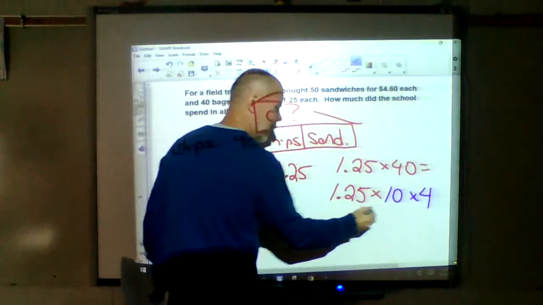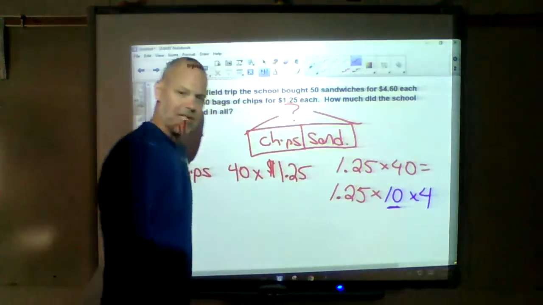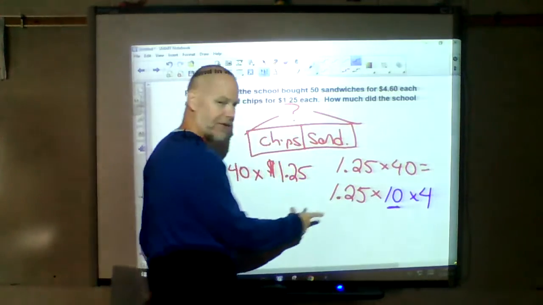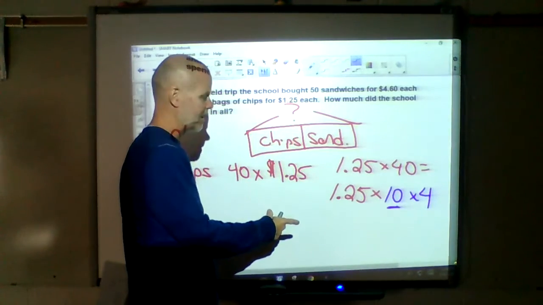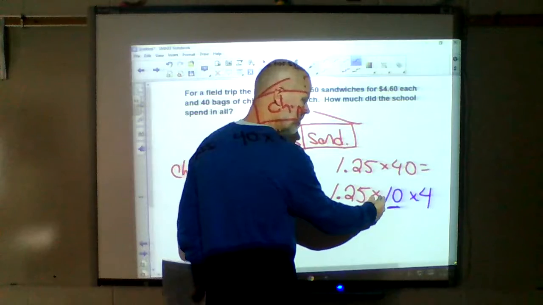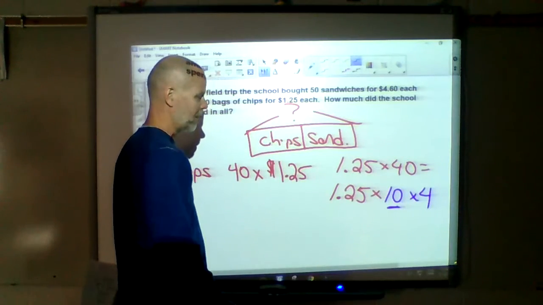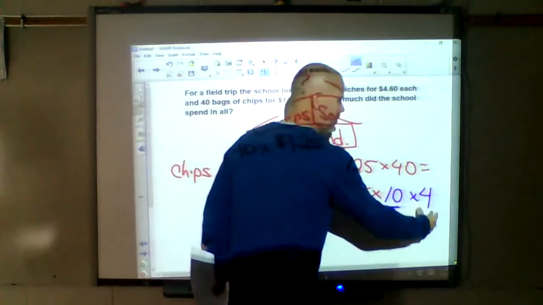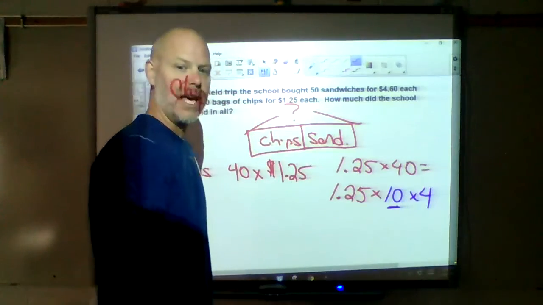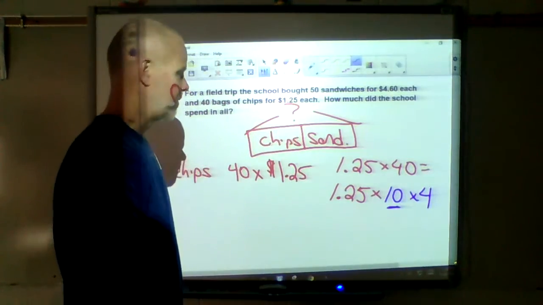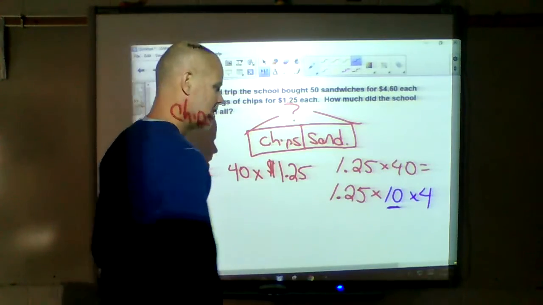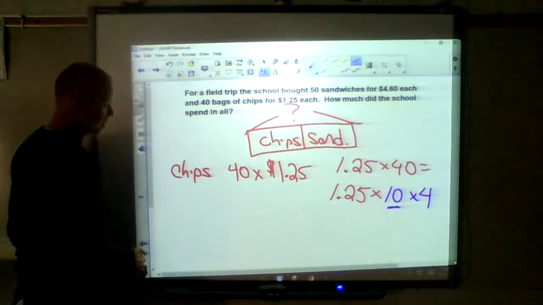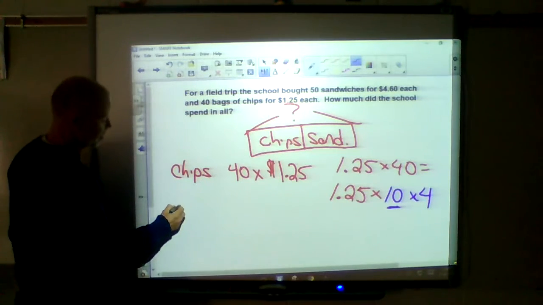What I've done, I can do multiples of 10, right? I need to shift those digits around that decimal point. Value's getting larger as I'm multiplying. Okay. And then I multiply by a single digit. And we've done that. Okay. We've done that. So I think you can work this out. Okay. So that's chips and sandwiches.